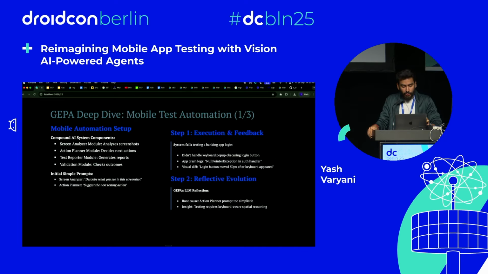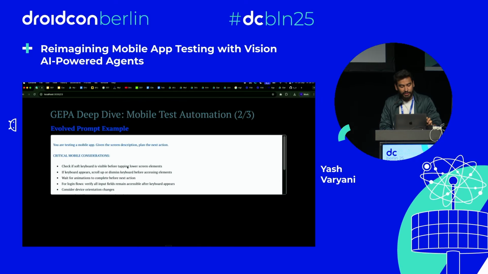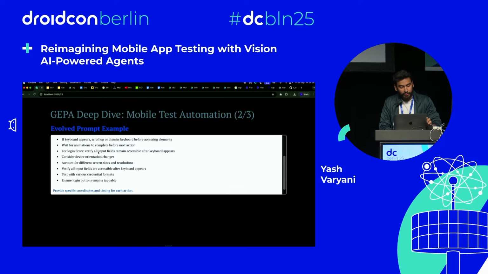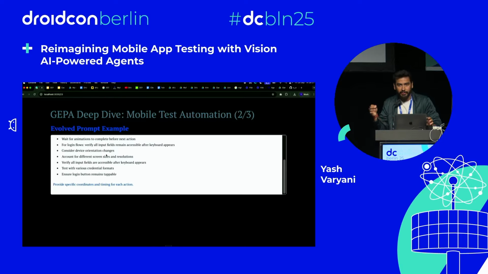It has a screen analyzer module, which talks about how to analyze screenshots and decide next. There's an action planner, a screen planner, a test report module, and validation. So you feed it a screenshot, and then you feed it the action the user is trying to do. It comes up with a response. For example, say that the keyboard pop-up was open and the user was not able to take a certain action. With that input, when the feedback and the app crash logs came in, it was able to tell that a keyboard was open and that's why it was not able to take an action. It takes that into consideration and improves its prompt: check if the soft keyboard is visible, if the keyboard appears, scroll or dismiss the keyboard, wait for animations. And this is the whole prompt generated by the model itself.